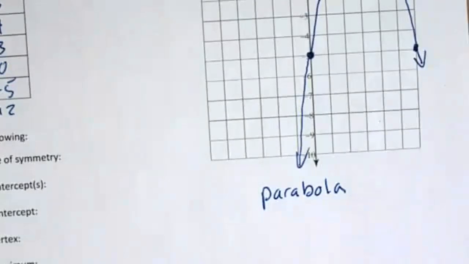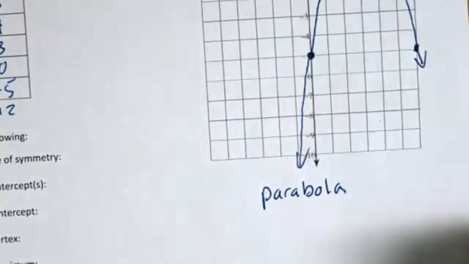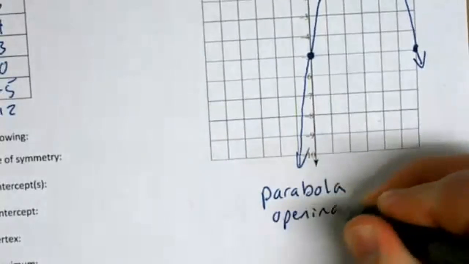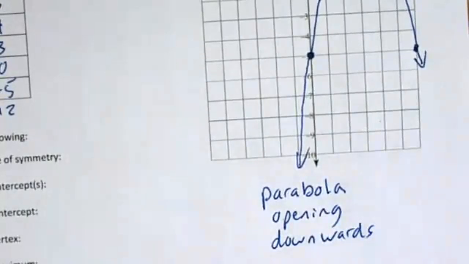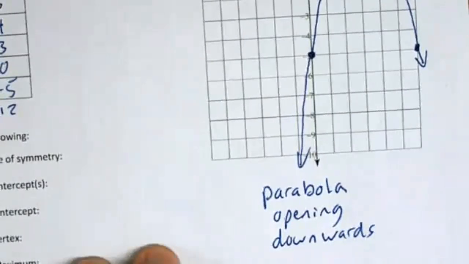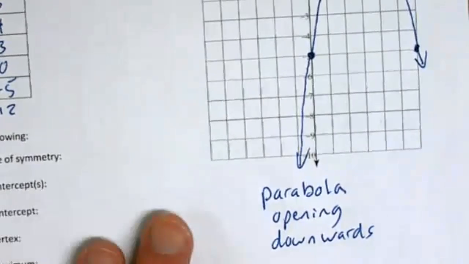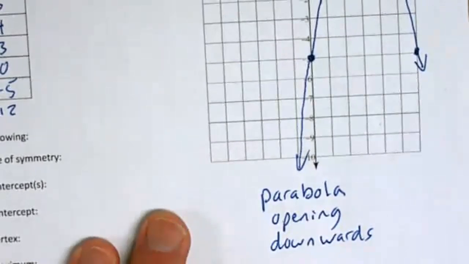Comes up a lot in math when you've got an x squared in an equation. It's called a parabola. Sometimes the parabolas are going to open upwards and sometimes they're going to open downwards. I would say this is a parabola opening downwards. So we're going to label some important parts of this parabola and introduce some vocabulary terms. We're going to do this right on the graph, and then we'll transfer that information to the bottom of the page here in a second. So you got parabola opening downwards written down on your page.